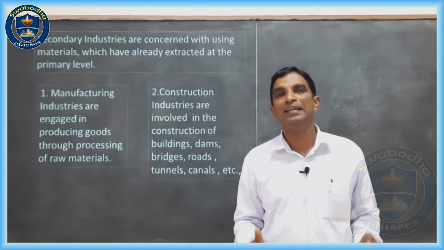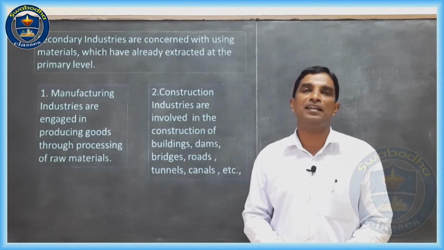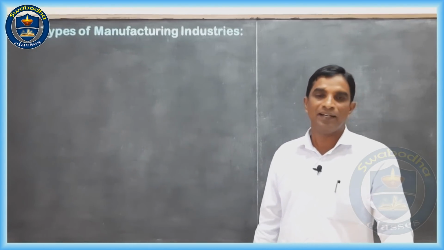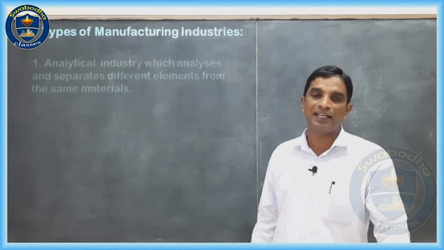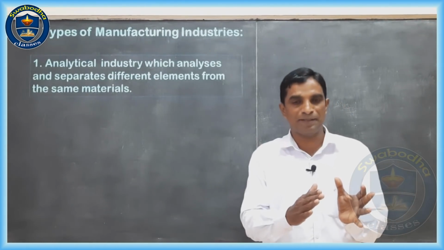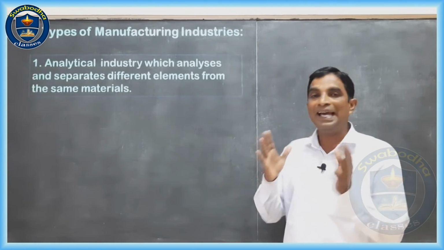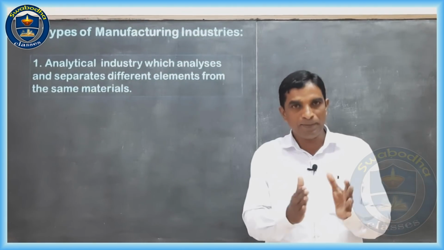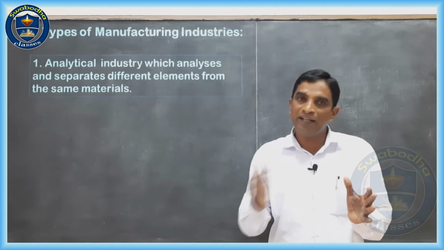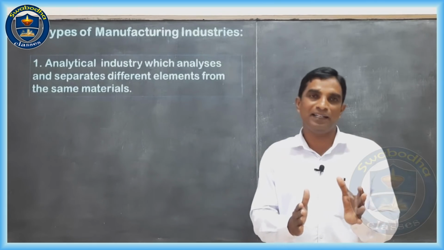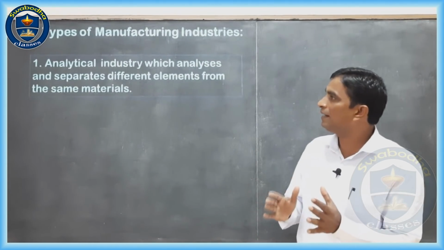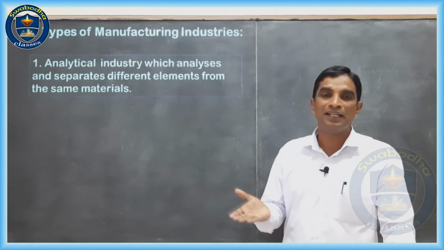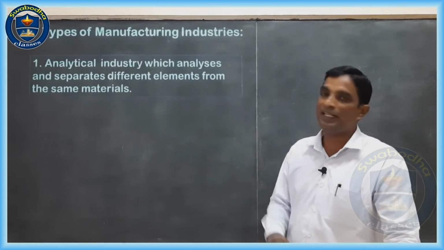Whereas in manufacturing, different types are there. Let us see what the different types of manufacturing industries are, the sub branches of manufacturing industries. First, let us see analytical industries. Analyzing means what? Separating. That means separating different elements from the same material. So write: analytical industries are industries which analyze and separate different elements from the same materials.